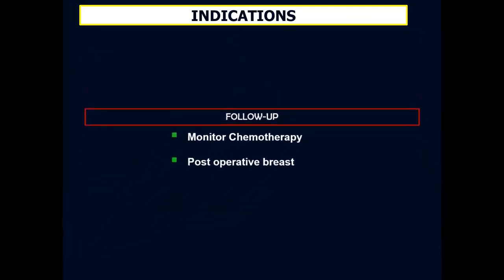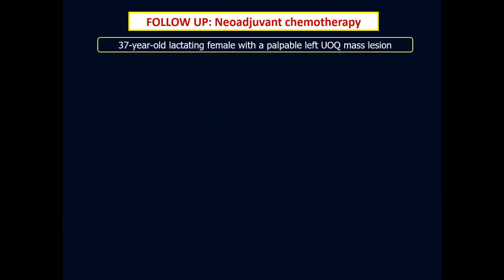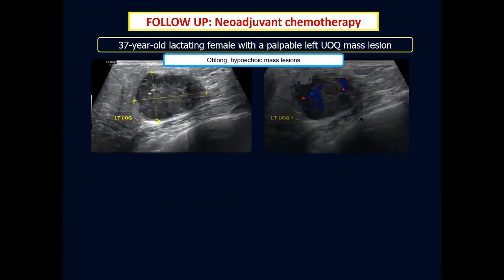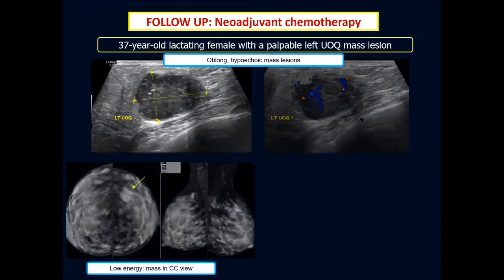And lastly, we go to the follow-up of patients. This is a 37-year-old lactating female with a palpable left upper outer quadrant mass lesion, which was previously misinterpreted as a fibroadenoma, but it is not accepted to say that it is a fibroadenoma with this increased vascularity.